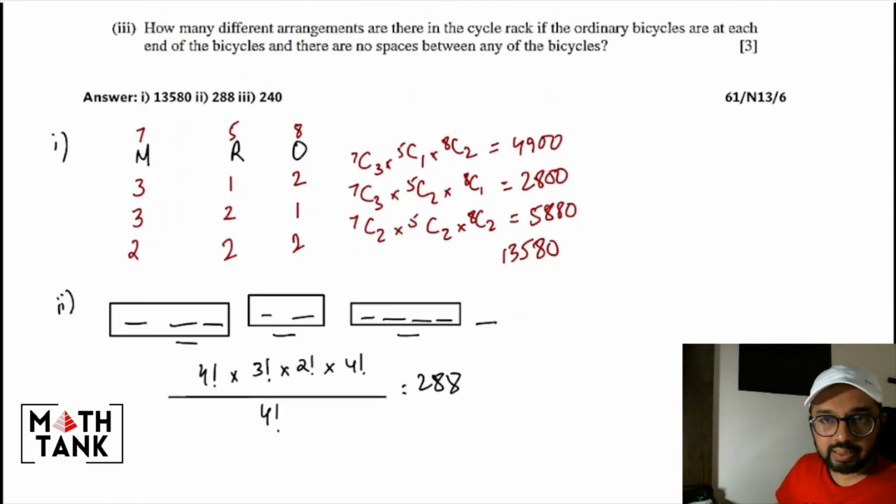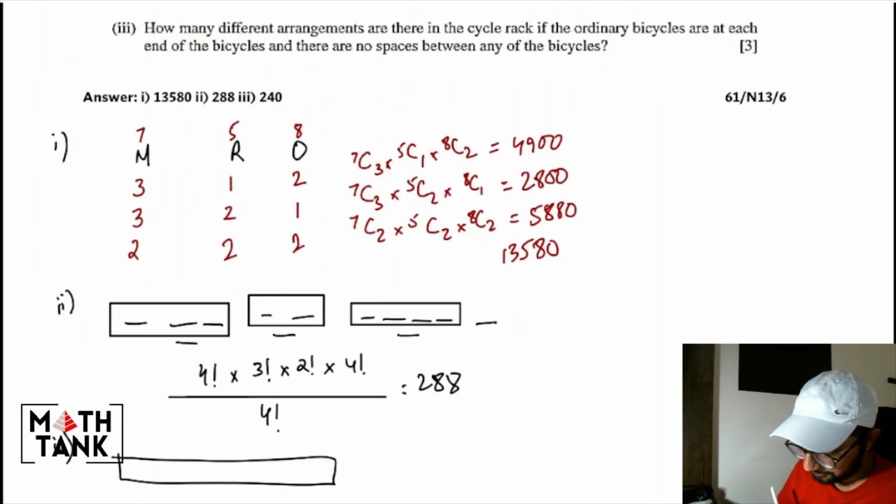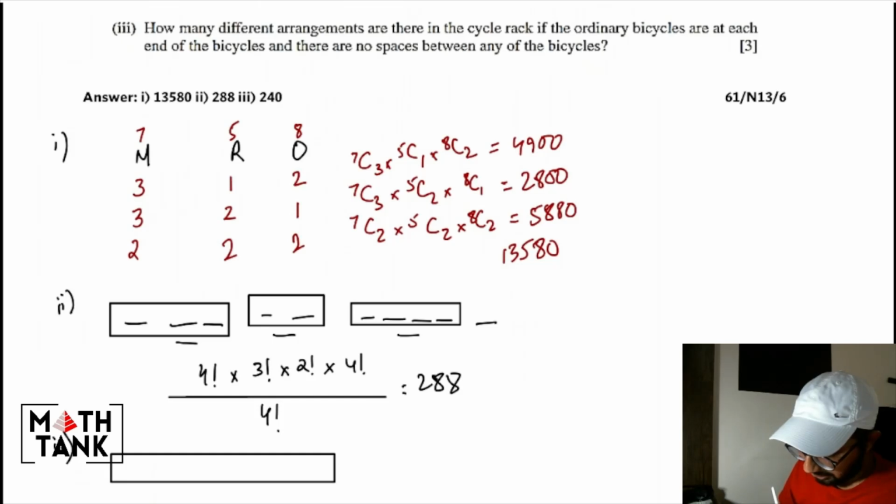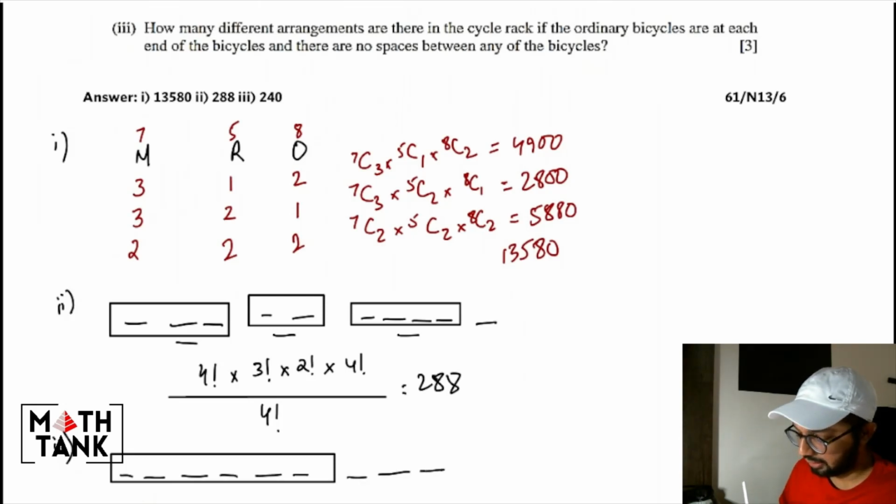Then part 3 says how many different arrangements are there in the cycle rack if the ordinary bicycles are at each end of the bicycles and there are no spaces between any of the bicycles. Now what I need to understand is that there is a group of bicycles that are standing together. 1, 2, 3, 4, 5, 6. Now there are spaces outside that I need to be aware of.